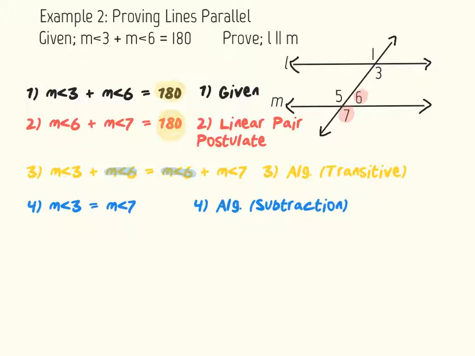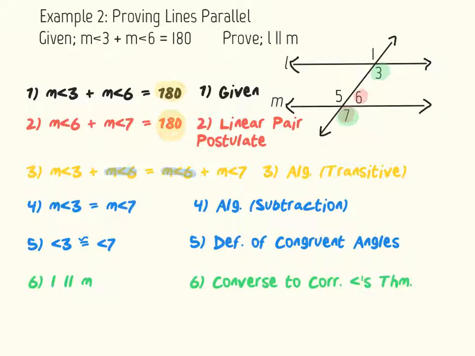And now I can convert that into congruence, because I know things about congruence. I can prove things about parallel lines by our converse theorems. So that's what I'm going to do now. So angle 3 is congruent to angle 7 by the definition of congruent angles. Now if I look at angle 3 and angle 7 in my picture, those are corresponding angles. So by the converse to the corresponding angle theorem, we can say that line L is parallel to line M. And then we are done.